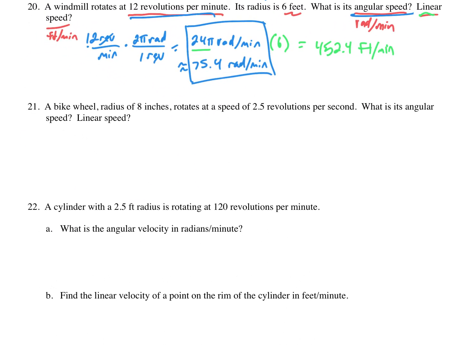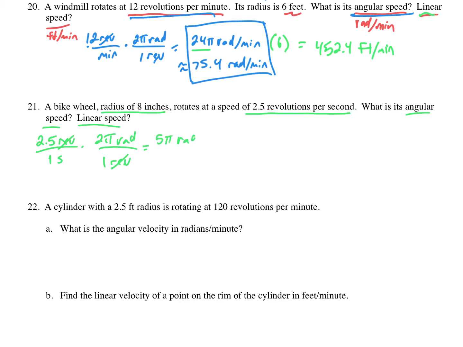So in 21, we have the same type of thing, a bike wheel radius of 8 inches, and it rotates at a speed of 2.5 revolutions per second. Again, we want angular speed and linear speed. So to go from revolutions per second to radians per second, we can just multiply by 2 pi radians per 1 revolution. Those revolutions cancel out. We will be in radians per second.